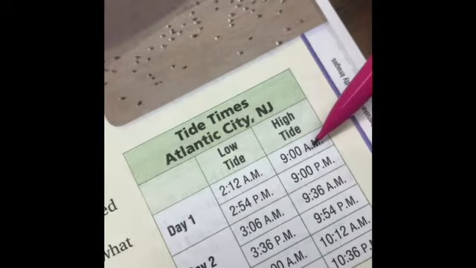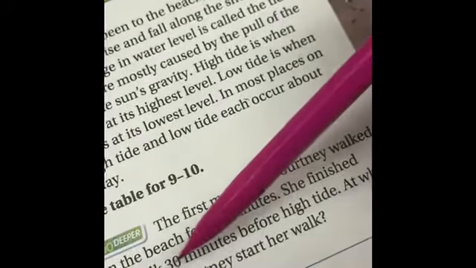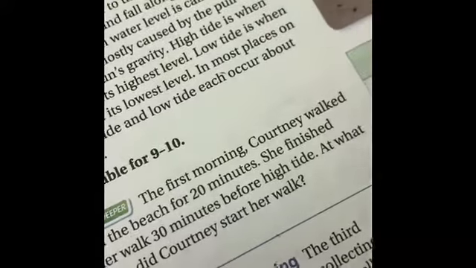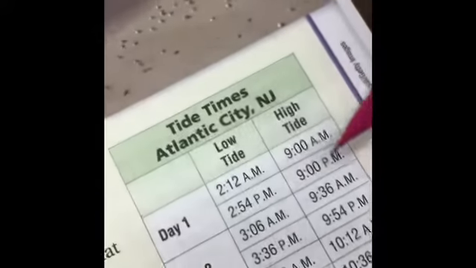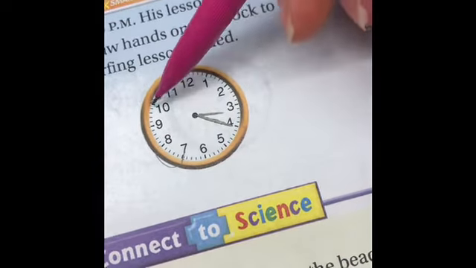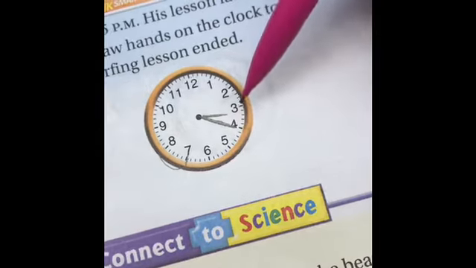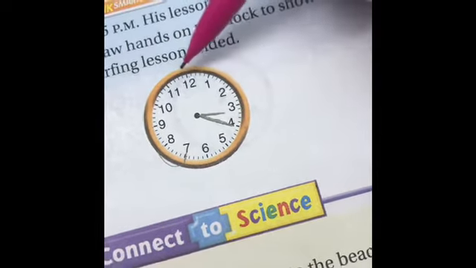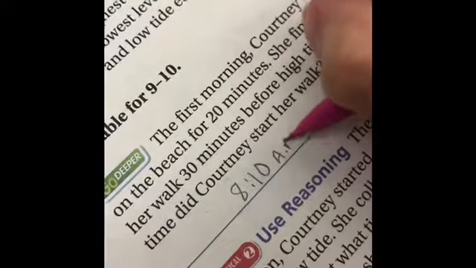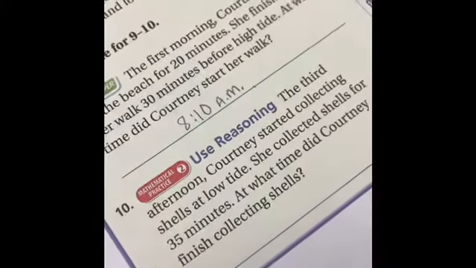So high tide is at 9 AM, and since she walked for 20 minutes and it lets us know that she finished her walk 30 minutes before, we need to add 20 plus 30 together, and 20 plus 30 equals 50. So then we have to figure out 50 minutes before 9 AM. And if we were to count backwards on a clock, if we were at 9 AM and we went backwards 50, we'd go 5, 10, 15, 20, 25, 30, 35, 40, 45, 50, and that would bring us to the 2. And we know that's 10 minutes after the hour. So since it's before 9 and it's 50 minutes before, it's now 8:10 AM. 8:10 AM.